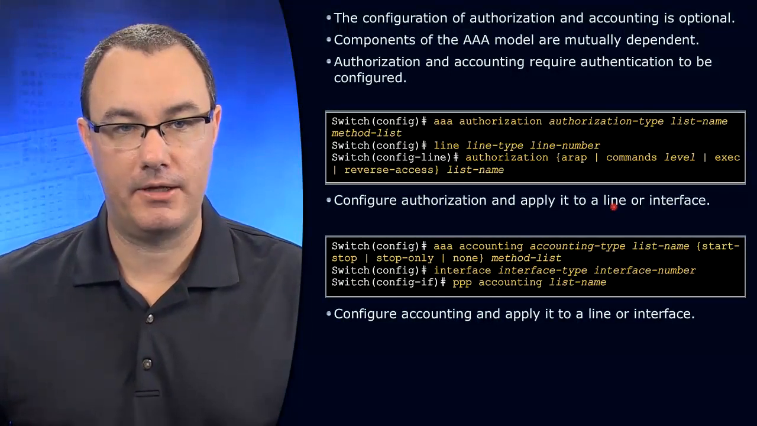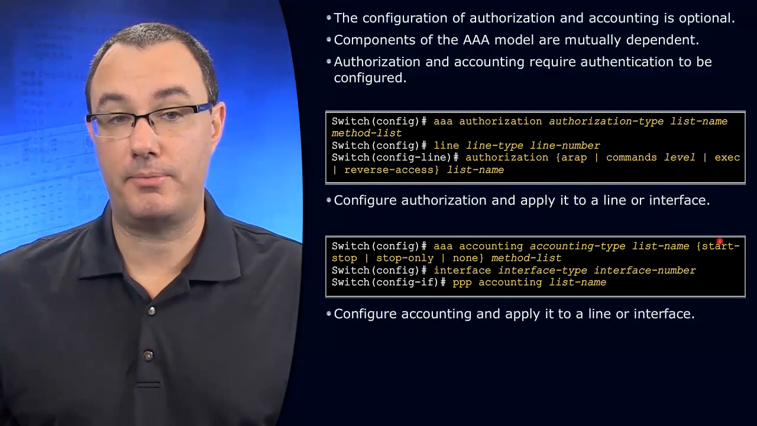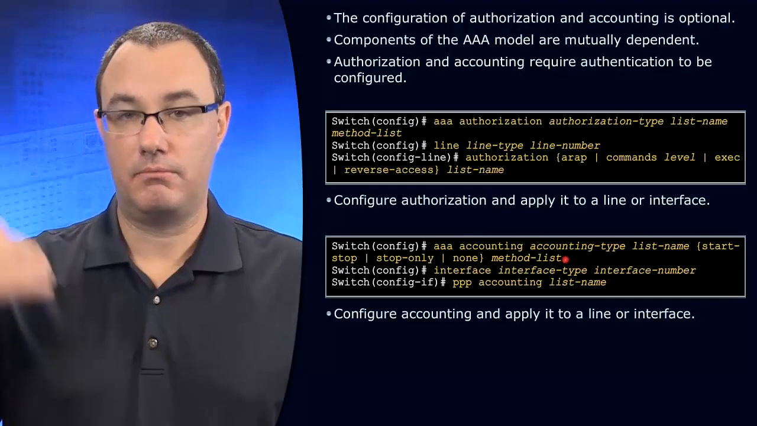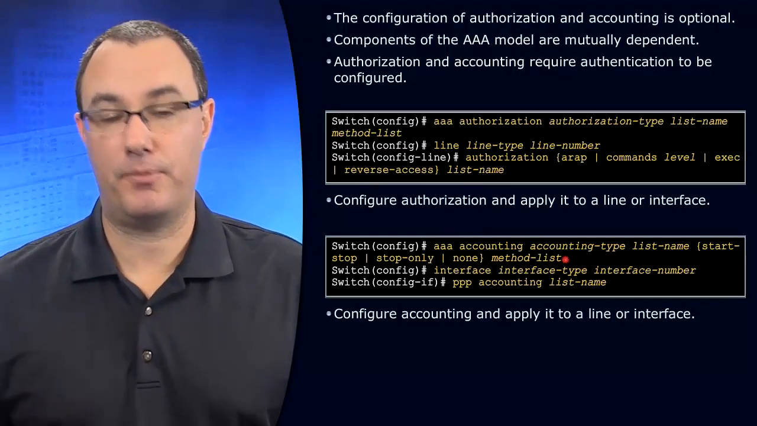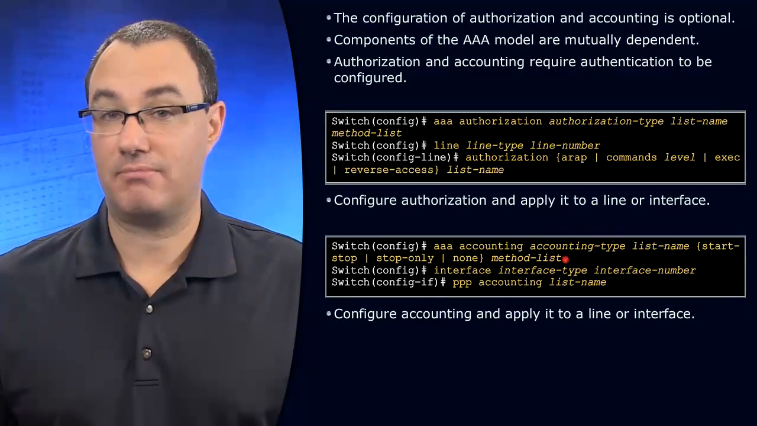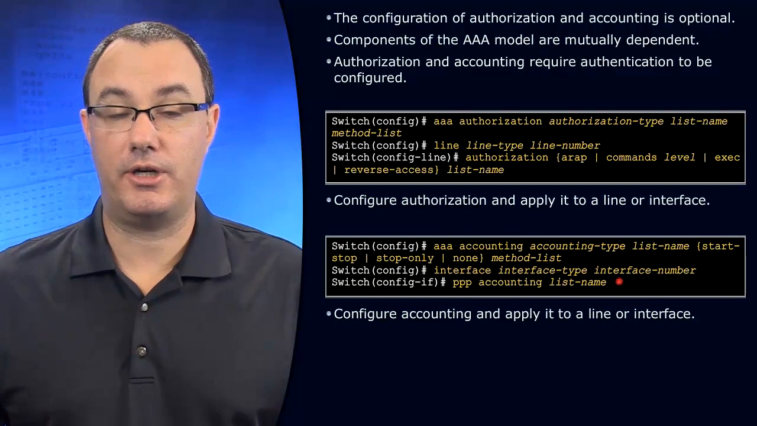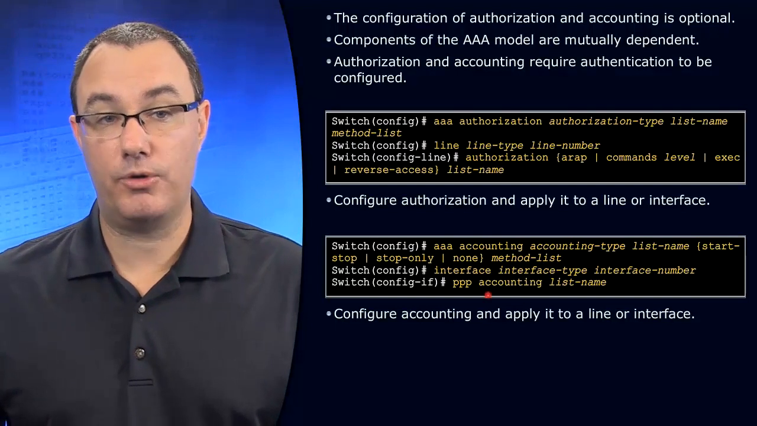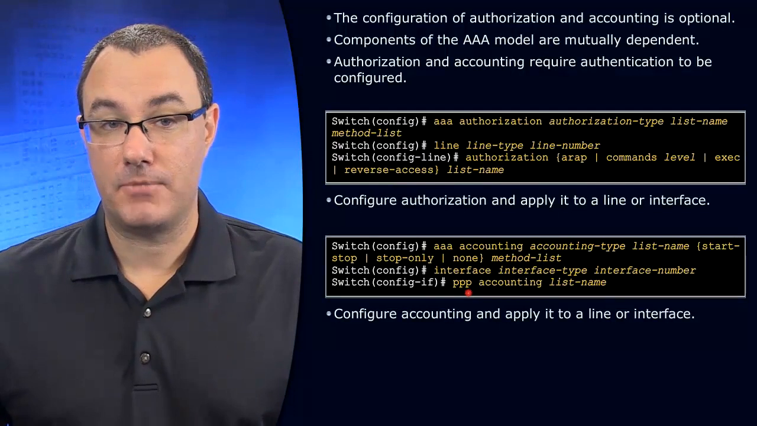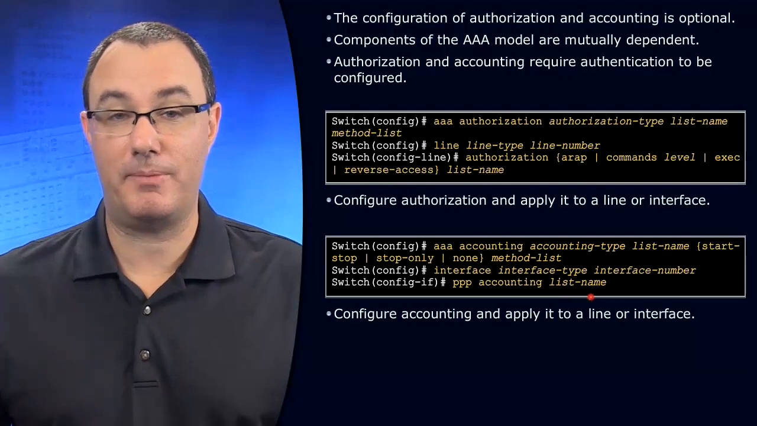Then we give it a name. I almost always do start-stop. And then where are we relaying our information? We could do it to RADIUS and TACACS+. And then we tie that to an interface. So if we say, hey, we're doing AAA for PPP, you would go to the interface, PPP accounting, and reference the method list.